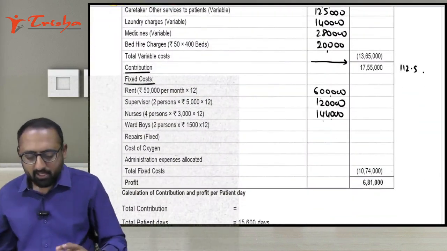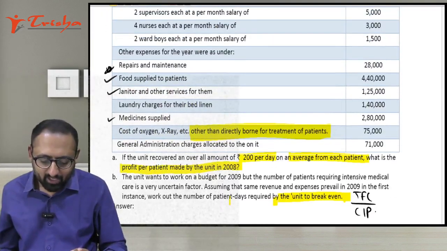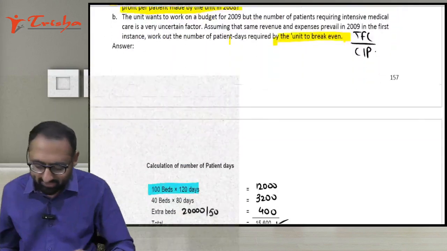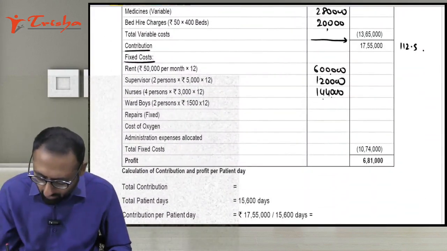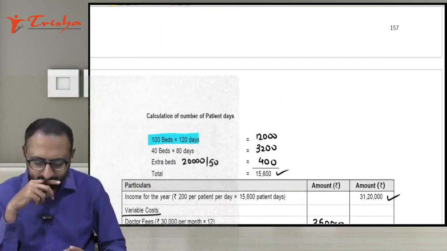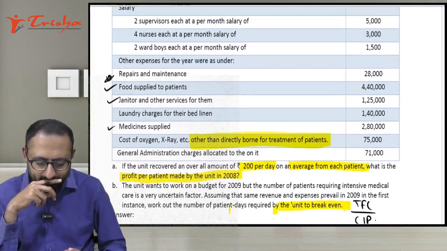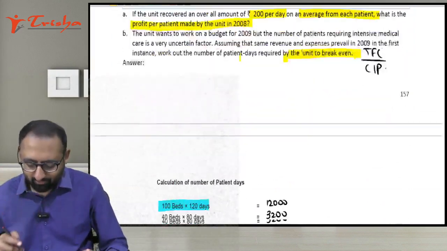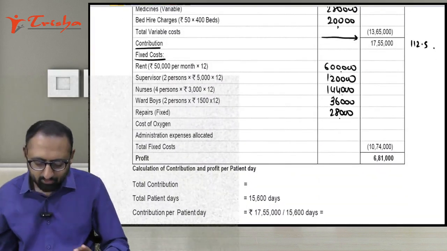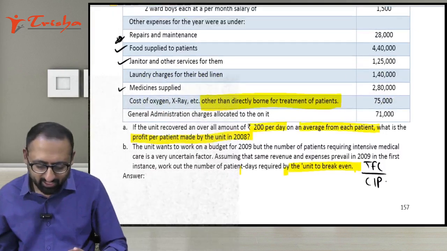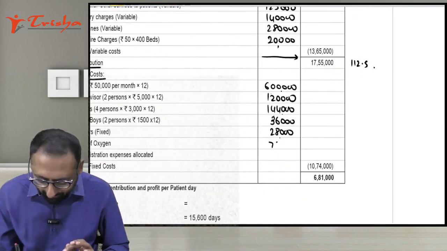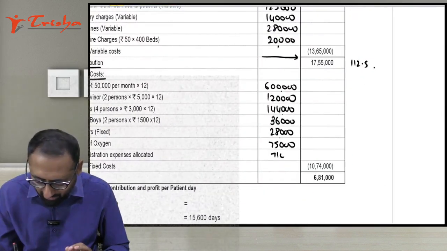Perfect. Next, ward boys. How many ward boys are there? 2 ward boys. 2 multiplied by 1,500 multiplied by 12. Your answer comes to 36,000. Next one. Okay, so repairs will be fixed. 28,000 rupees will be repairing expenses. Next, cost of oxygen other than directly borne for the treatment of the patient, 75,000, and 71,000 is other expenses.